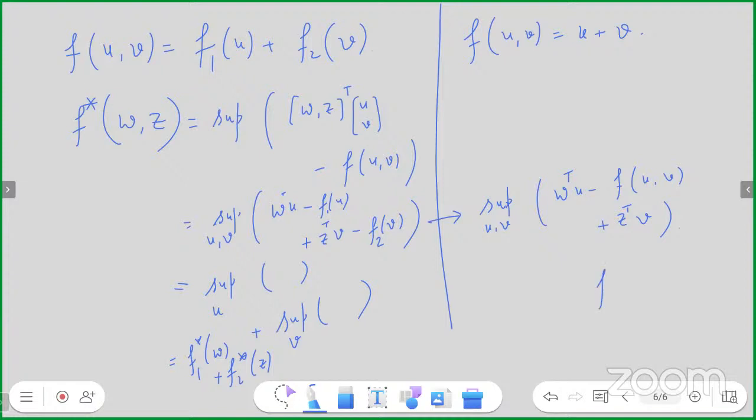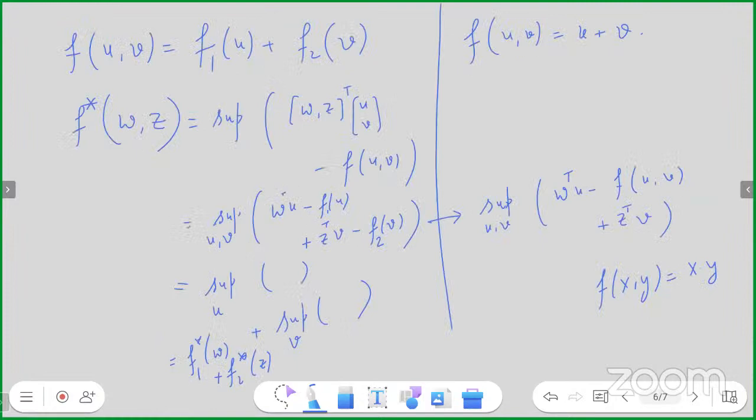For example, if I'm given f of x, y equal to x times y, what does it even mean? Call it f1 of x and f2 of y. Fix y equal to 1? There's no such reason. Okay. So let me break f of u, v into f1 of u plus f2 of v, and you can just divide the supremum, so that you will get for the first term u w transpose. How do I do that? For example, it's x times y. How do I break it up?